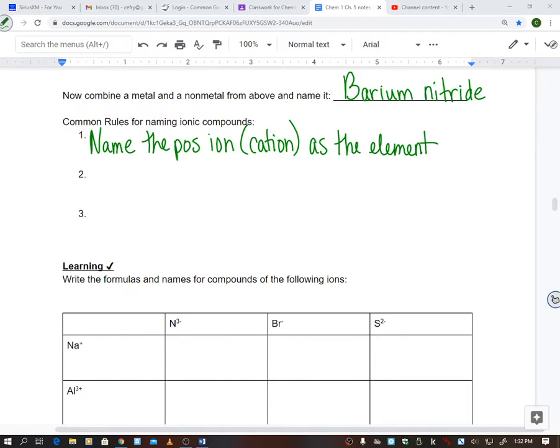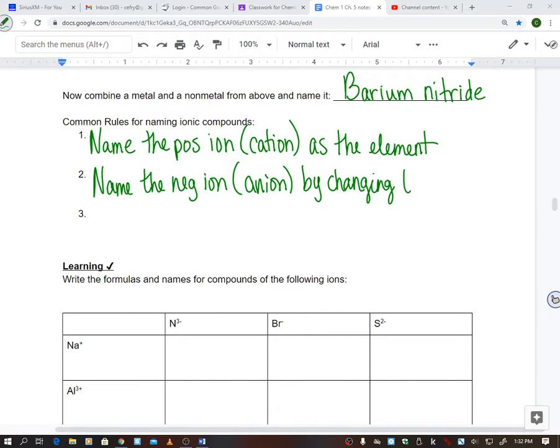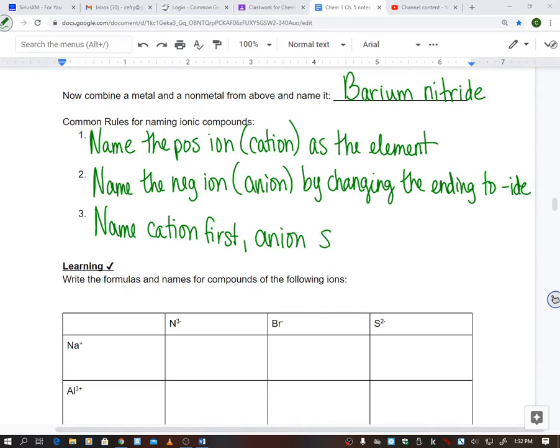Barium is just barium. We named it as the element. The second one is name the negative ion, which is called an anion, by changing the ending to IDE. And then lastly, number 3, you're always going to name the cation first, which is your positive one, and your anion, your negative one, second.